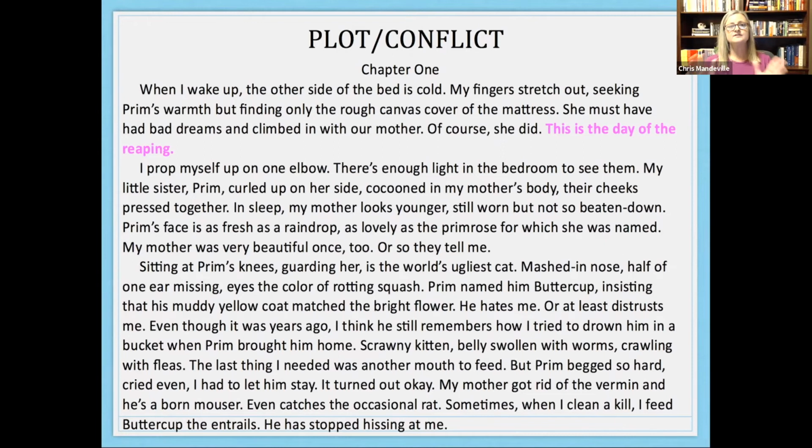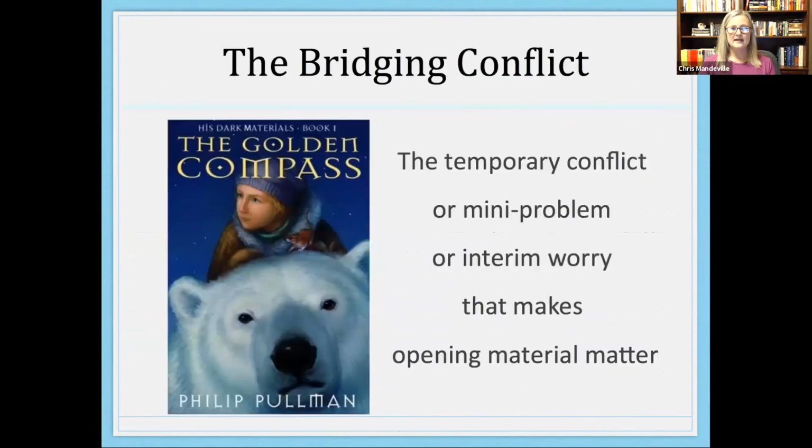That's okay. There's another technique for getting plot on the page, for getting conflict on page 1 so that your reader turns the page to find out what happens next. It's called the bridging conflict. According to mega literary agent and storytelling guru Donald Maass, in his book Writing the Breakout Novel, a bridging conflict is the temporary conflict or mini problem or interim worry that makes opening material matter. It is how you get plot/conflict on page 1 when you can't use your overarching plot.